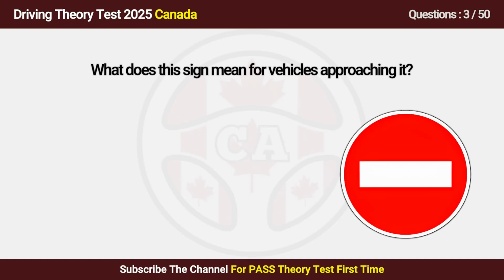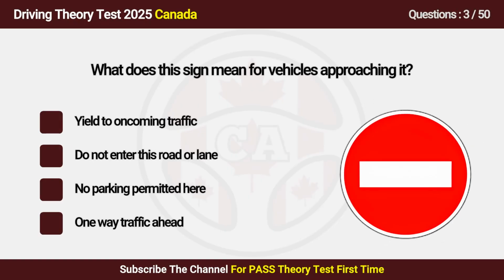Question 3. What does this sign mean for vehicles approaching it? A. Yield to oncoming traffic. B. Do not enter this road or lane. C. No parking permitted here. D. One-way traffic ahead.